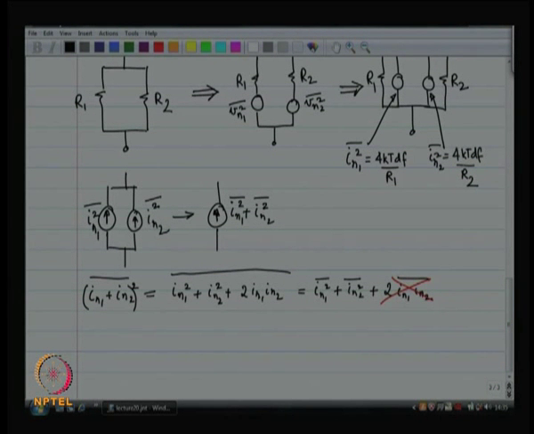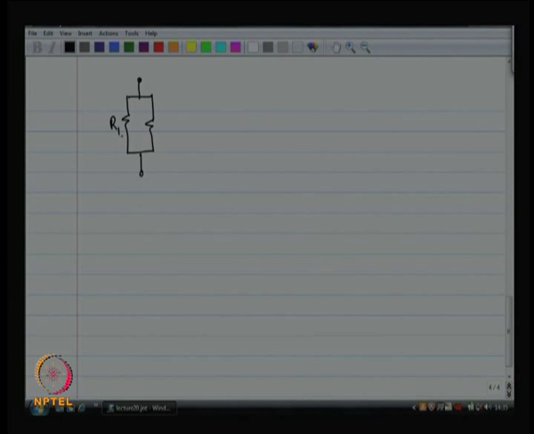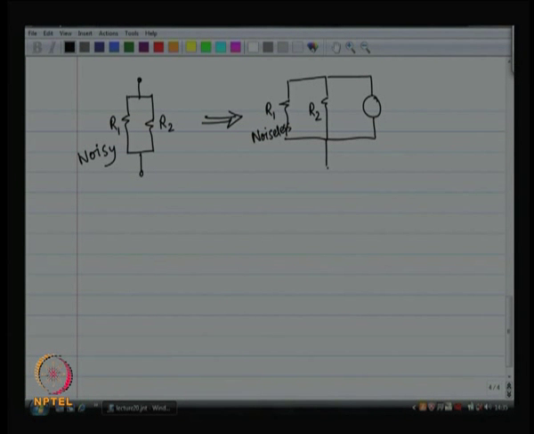So, what that means is the following, that R1 noisy and R2 noisy combined can be equivalently represented as R1 noiseless in shunt with R2 noiseless in shunt with a current source which has a mean squared current equal to In1 squared plus In2 squared, the mean of each, which is equal to 4kT df by R1 plus 4kT df by R2. Right? This is the story so far.